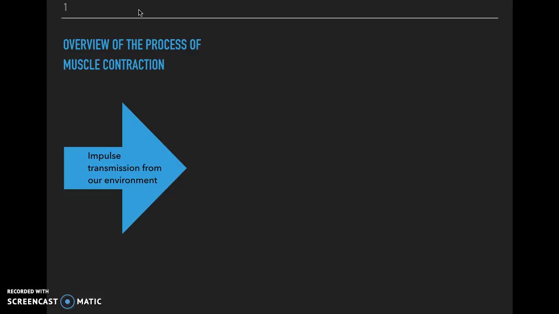So an impulse transmission from our environment. This is where our sense organs stimulate a change in an environment and send an impulse down the central nervous system, where the central nervous system will send an ongoing impulse for the muscle to contract.